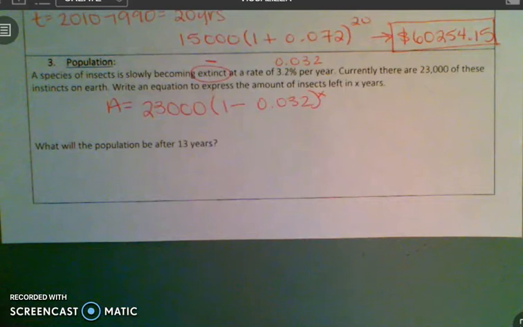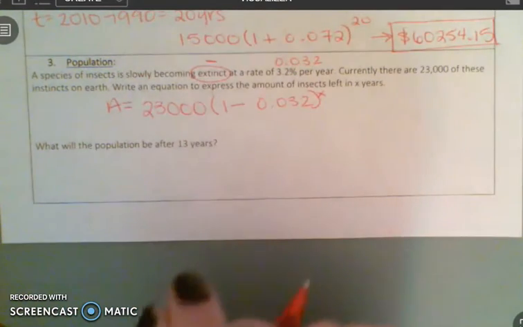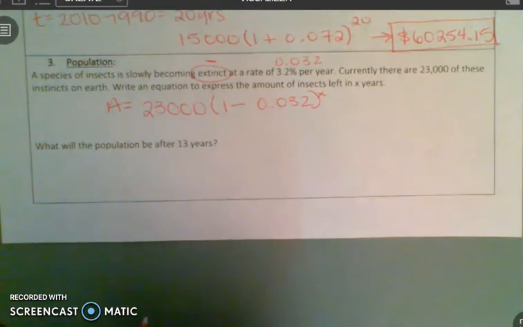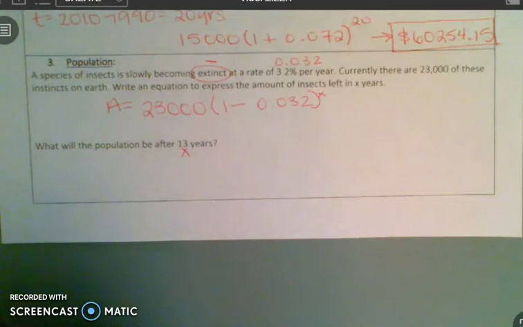So your equation should have looked like this: 23,000 times (1 minus 0.032) to the x power. I know it's minus because it's saying they're becoming extinct. Extinct means they're dying off. So the next part says, what will the population be after 13 years? So you're going to plug 13 in for the letter x.